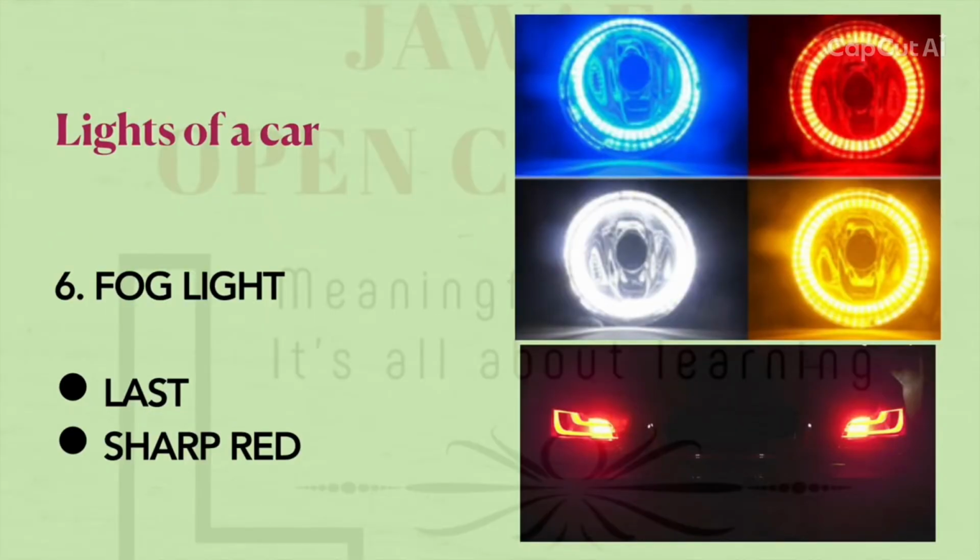Next, we have the fog light. This is positioned at the very end, the last of all the rear lights. It typically comes in a very sharp red color and it's extremely bright and intense. You can also find these available in various other colors such as blue, yellow or white, but its distinctness is always very sharp and it remains clearly visible from a great distance.